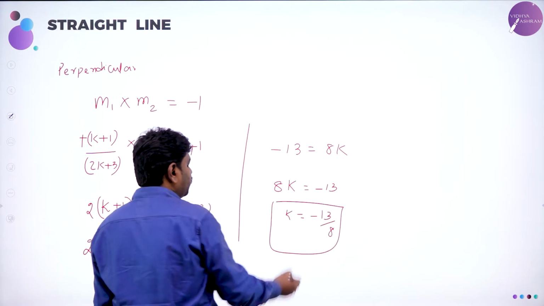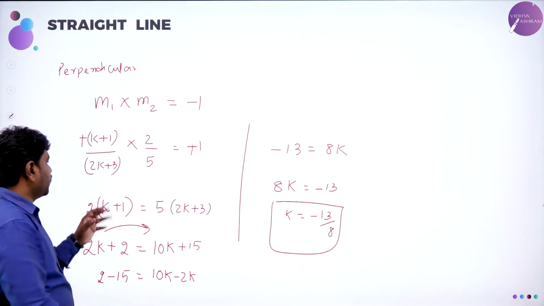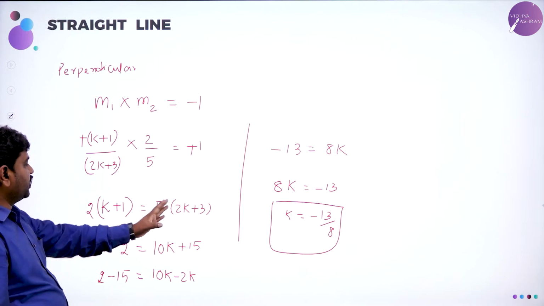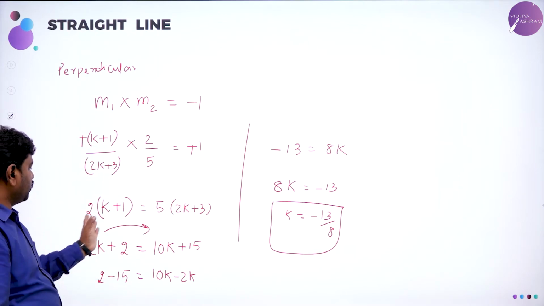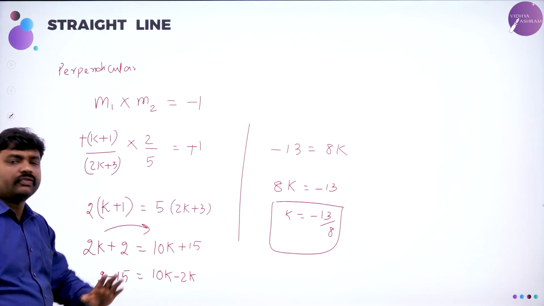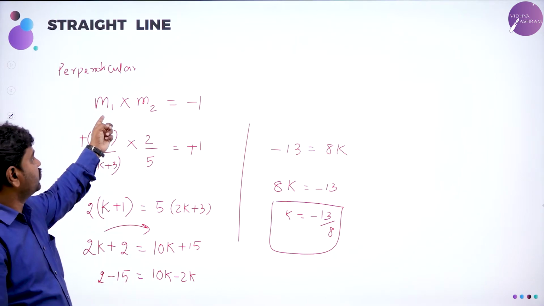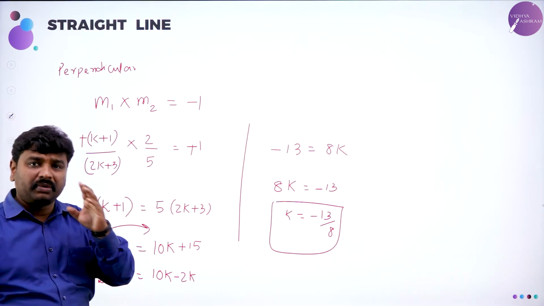I want you to find the k value, and you got the k value. We just rearranged. Transfer this to that side. So 5 times (2k plus 3), and this will be 2k plus 2. Rearrange, and you will get the value of k. What is the condition for two lines to be perpendicular? Product of slopes is minus 1.